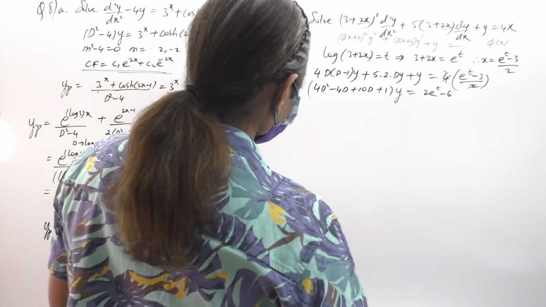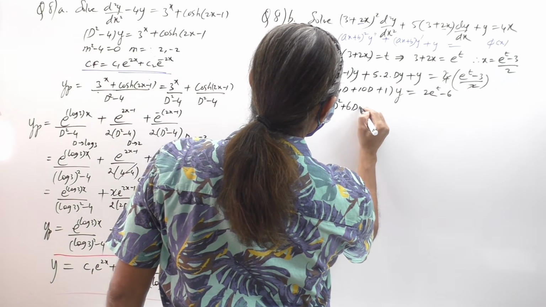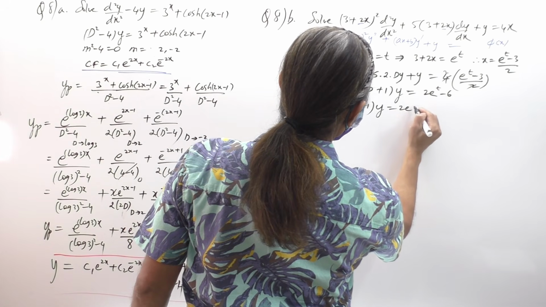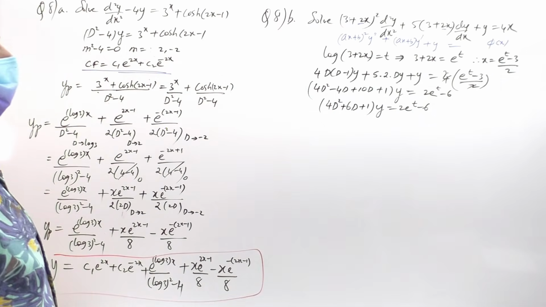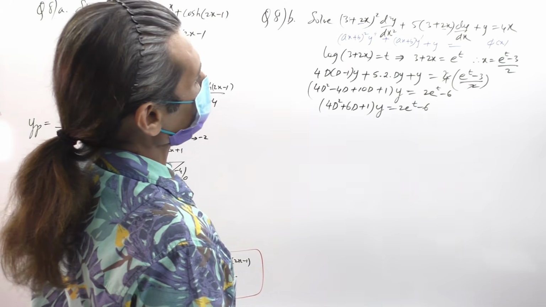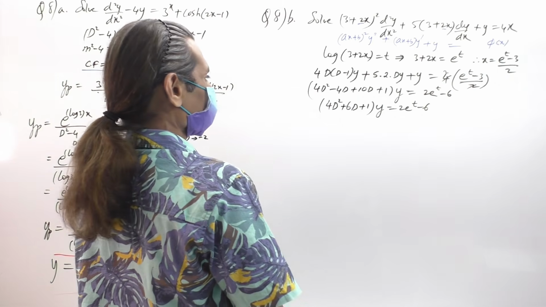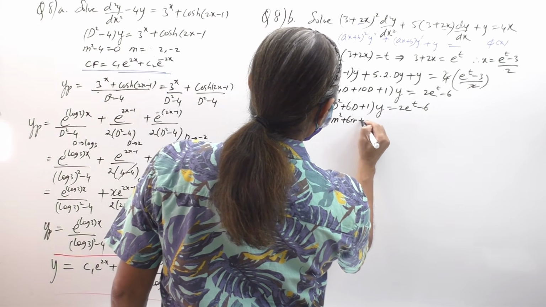Now let's again simplify this. This will be (4D² + 6D + 1) y equals 2e^(t−6). So 4D², am I right? The calculation, please check it: 4 into D minus 1, plus 5 into 2. Yeah, perfect, plus 10. 10 minus 4 is 6. So now 4m² + 6m + 1 is equal to 0.